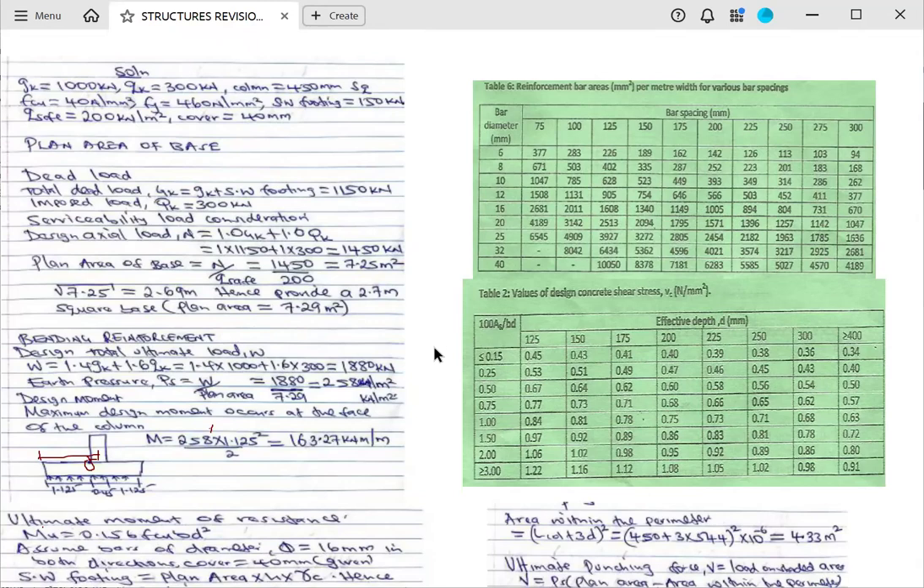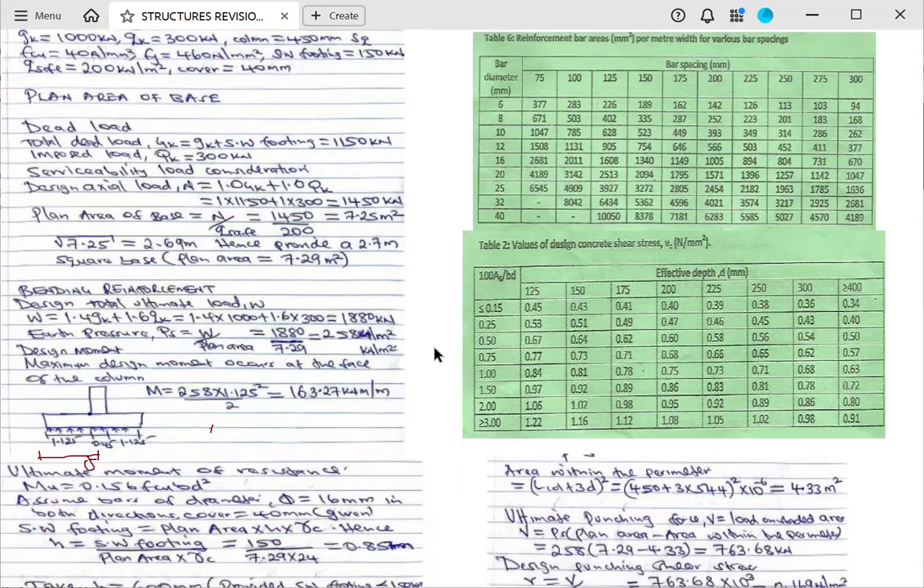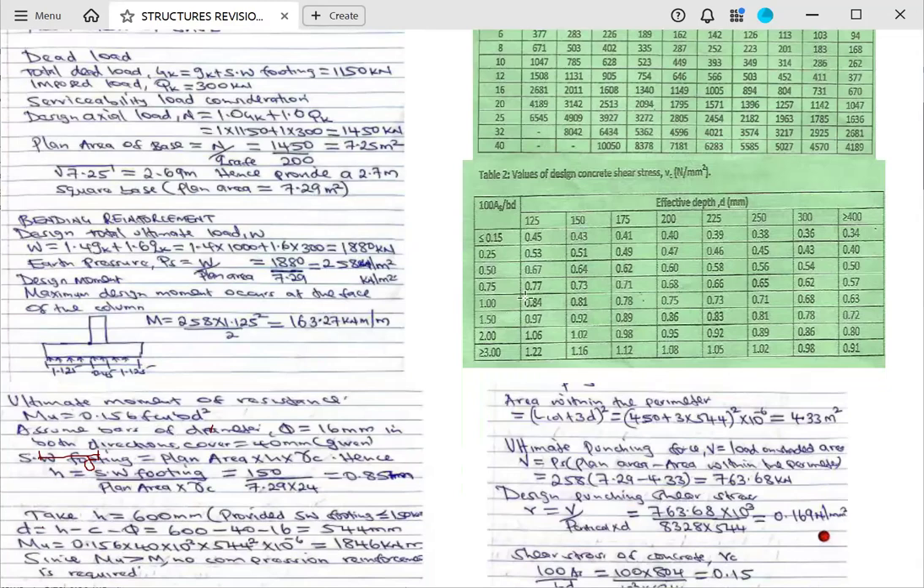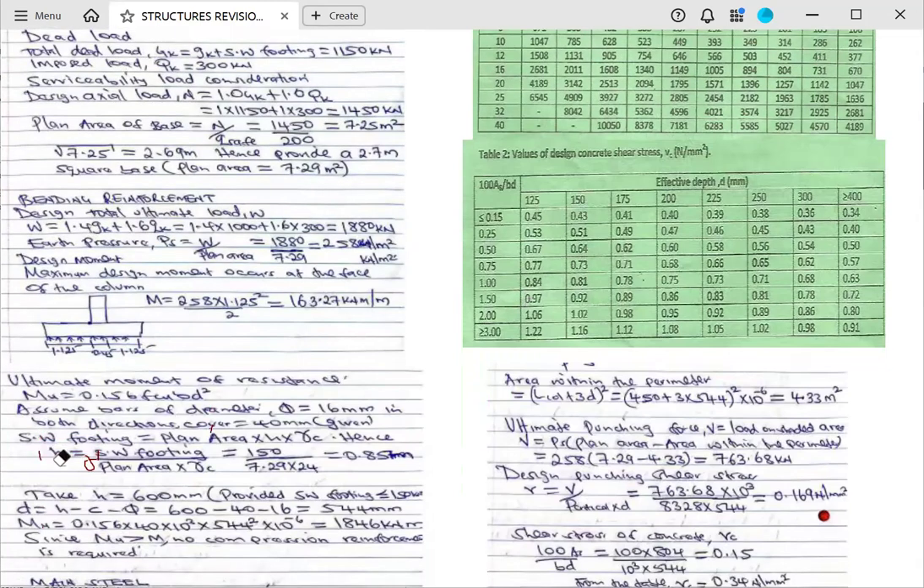Now from there, we move to the ultimate moment of resistance. We know that the ultimate moment of resistance is the internal capacity of a concrete member, what it can accommodate. We have seen the applied moment is 163, but now what is the internal capacity of our pad footing? It is 0.156 FCU BD squared.